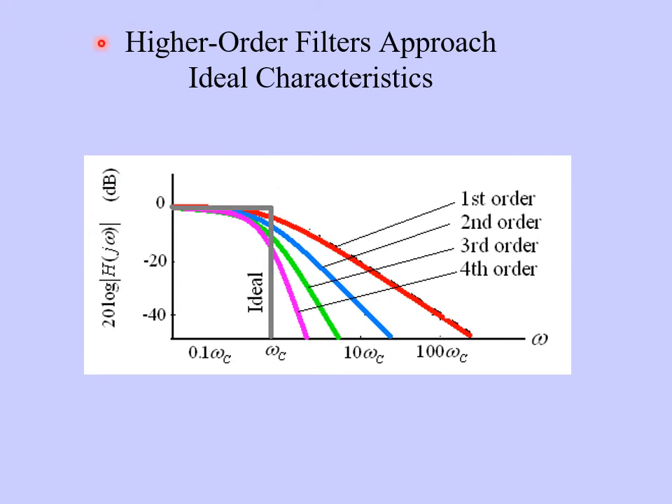So, we can take this to the limit when we get to higher and higher order filters. Again, the first order filter has a slope of minus 20 decibels per decade. Second order filter would be minus 40. Third order filter minus 60 decibels per decade. And a fourth order filter would have a slope of minus 80 decibels per decade. You can see this purple line here is starting to look more and more like the ideal brick wall low pass filter, which is shown here.